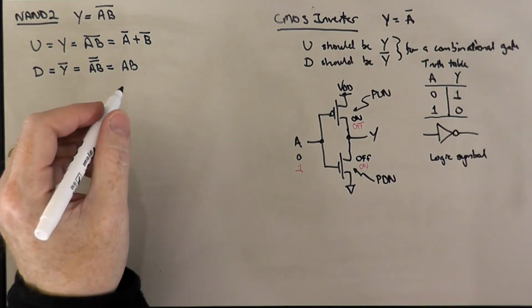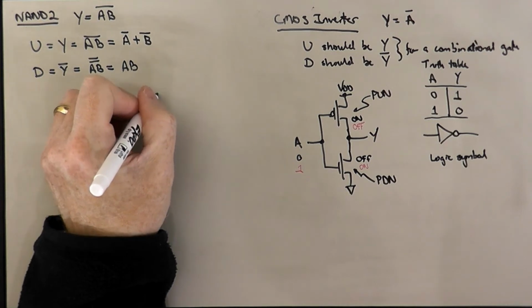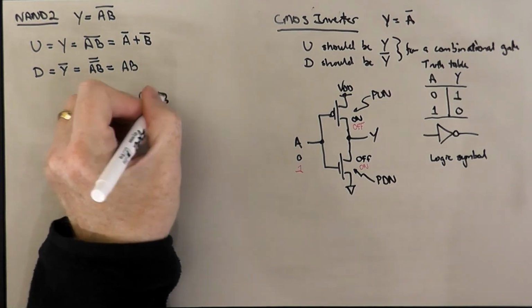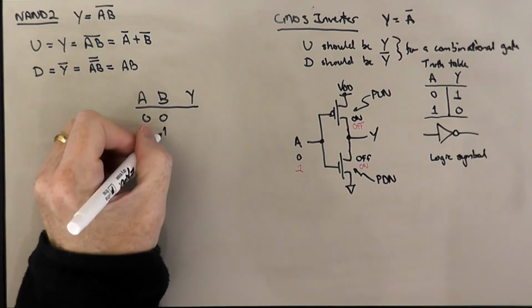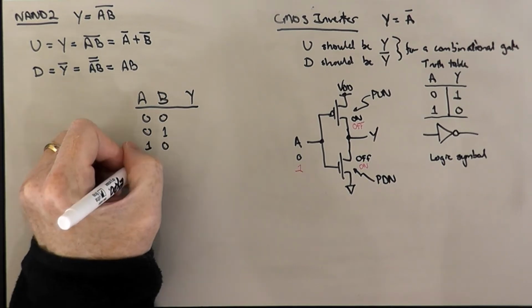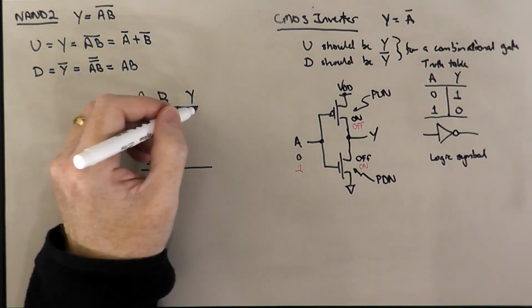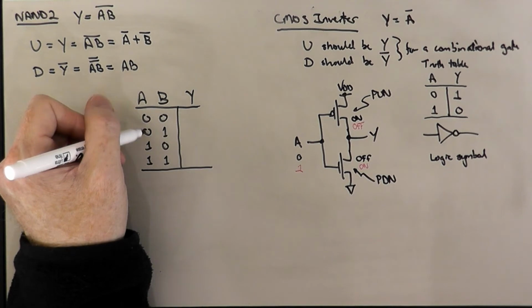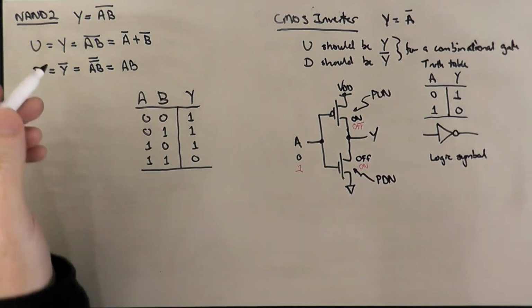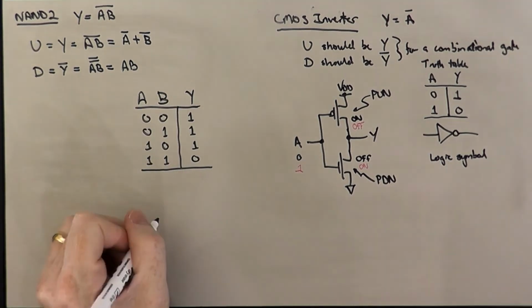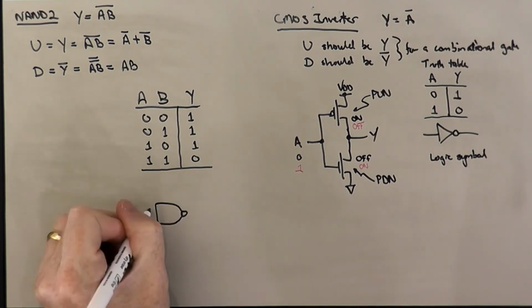So I guess I should say the truth table for this would look something like A, B, Y, and so we get 0, 0, 0, 1, 1, 0, and 1, 1. And then for NAND, it's not AND, so it'd be a 0 here, a 1 in each of these 3 rows. And the logic symbol that's commonly used for NAND2 would look something like this, with a bubble on the output.